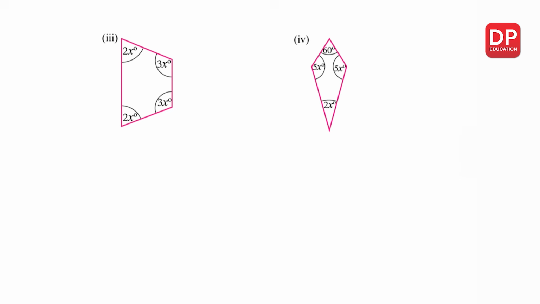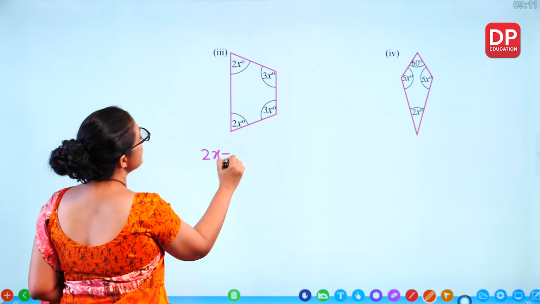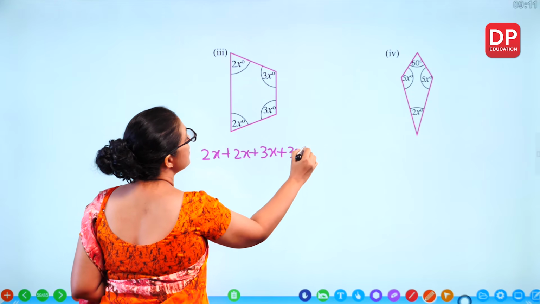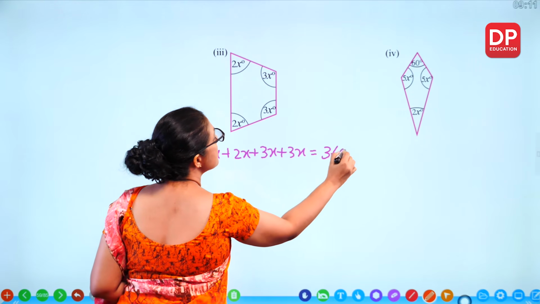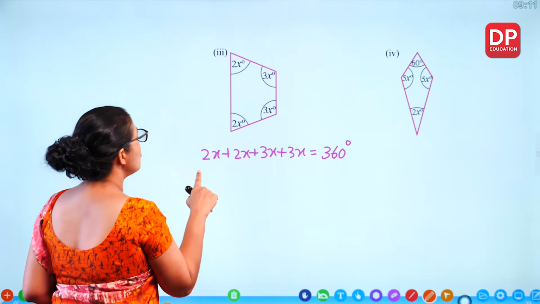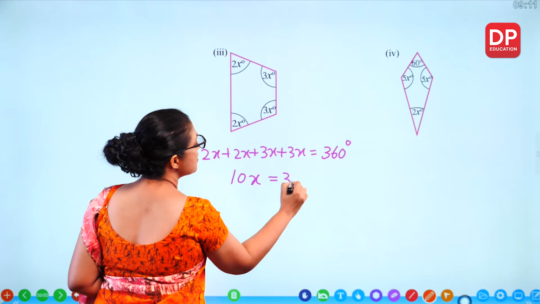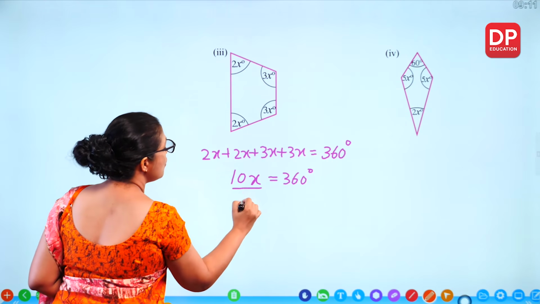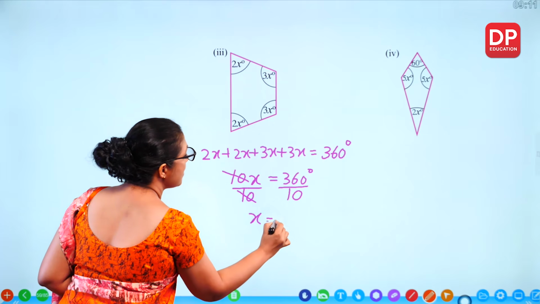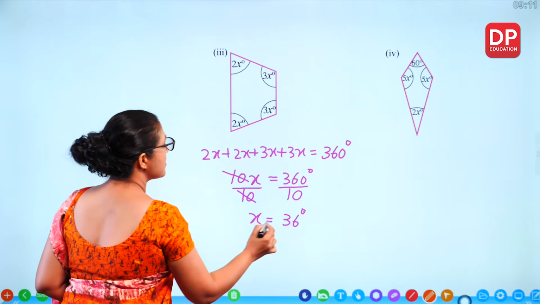This one again, a quadrilateral. So add all these angles, you get 360. We'll add like terms, 6 plus 2, 8, 8 plus 2, 10x. 10x equals 360. When you divide this by 10, you get x equals 36 degrees.